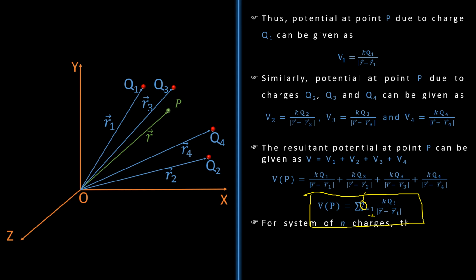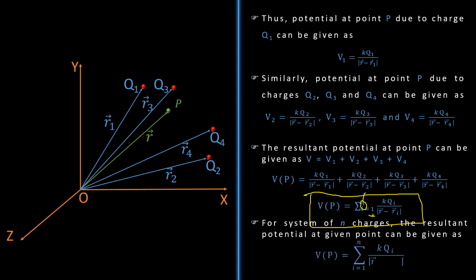We had a similar equation in some of the previous topics, so I'll not discuss it much. But for n charges, this is how we can express the potential at a given point due to a system of n charges.